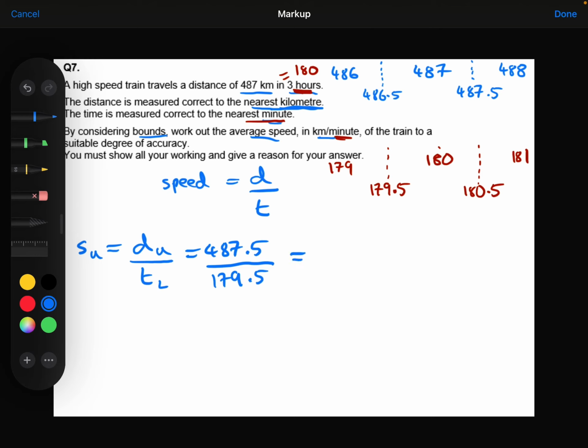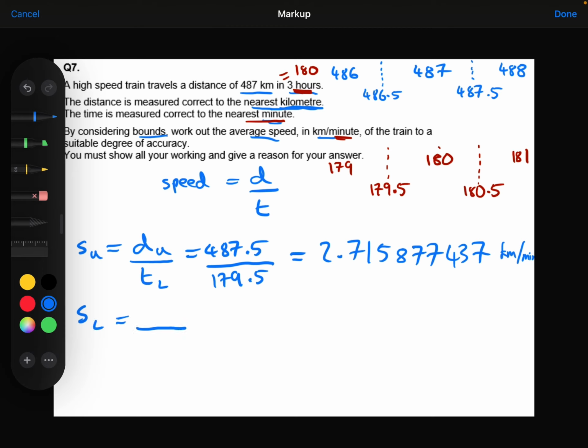Okay, on our calculators then, 487.5 divided by 179.5, we get 2.715877437 kilometres per minute. Right, that's the upper bound for the speed.